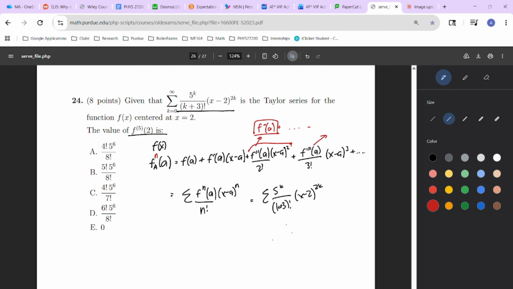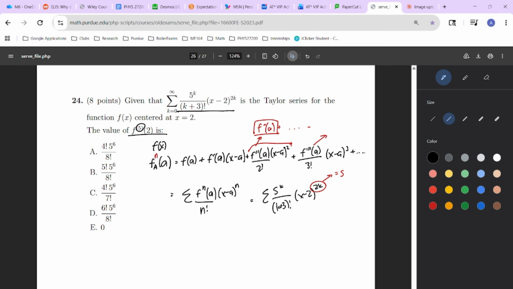We can apply the same principle here. It's asking for the fifth derivative of the function. The fifth derivative can be represented by the fifth term, or technically the sixth term, in the Taylor series representing that function. So we need to find some value of k such that this degree here is equal to 5.